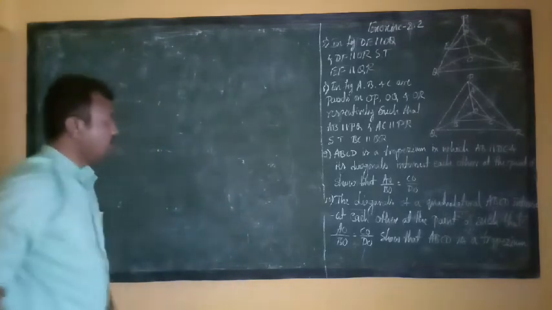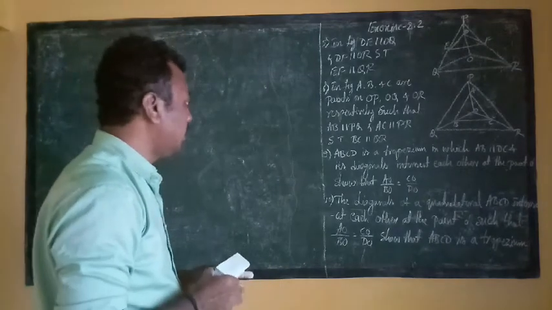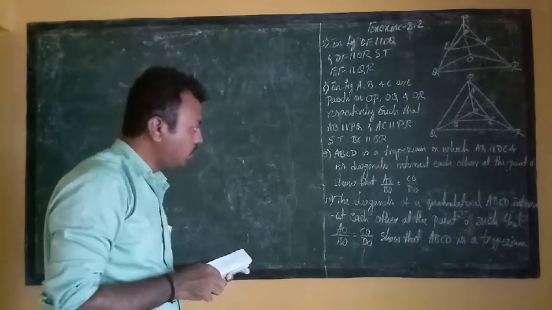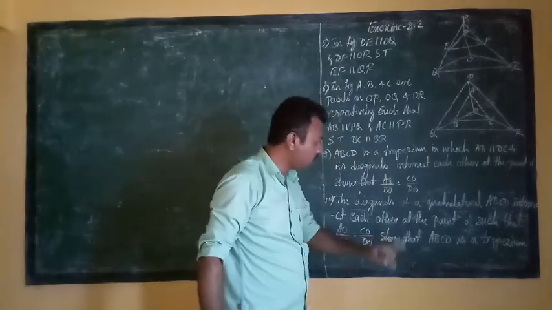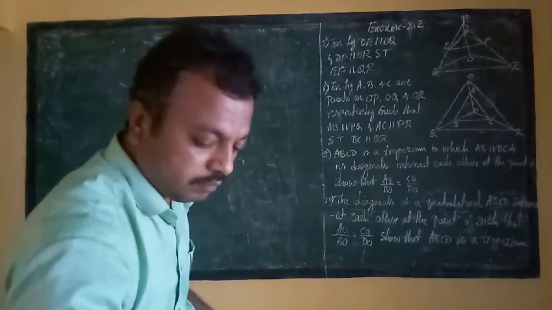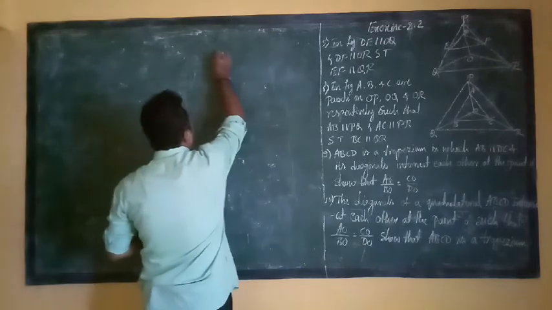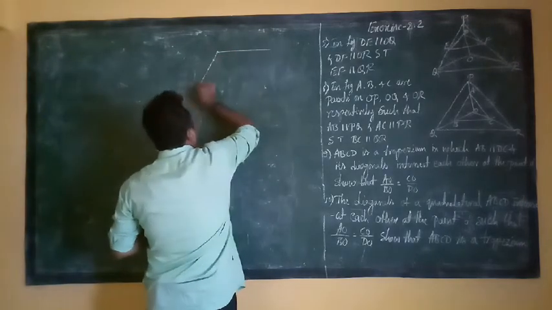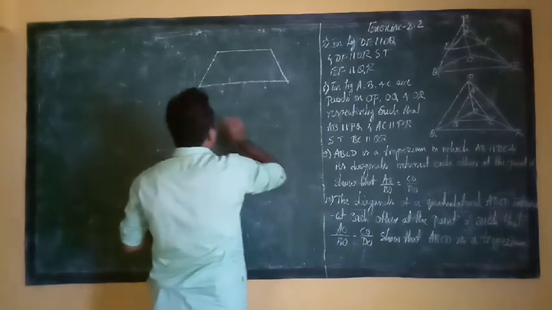Yes. The diagonals of a quadrilateral ABCD intersect each other at the point O such that AO by BO is equal to CO by DO, show that ABCD is a trapezium. Yes students, same questions. We have to draw one of the quadrilaterals. This is what? Trapezium.